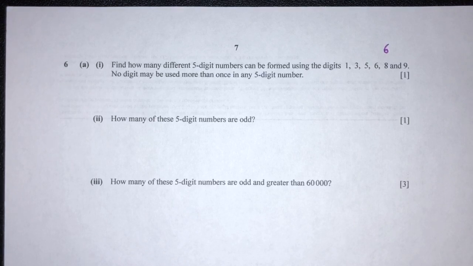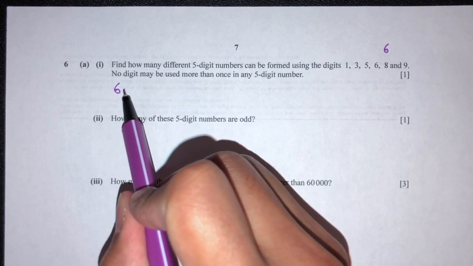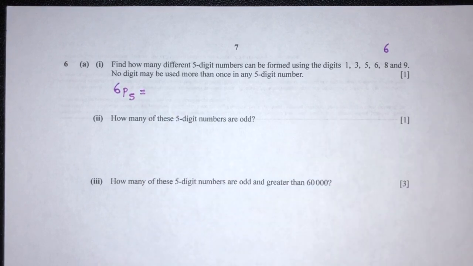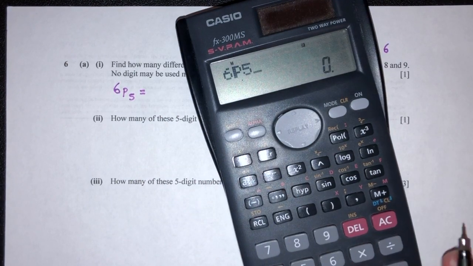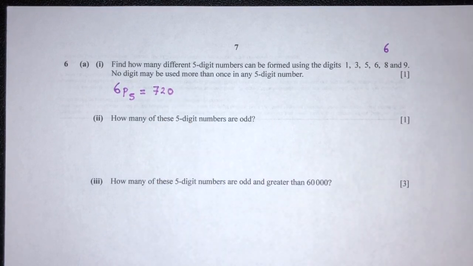For this kind of question, obviously the order does matter, and because of that, it will be a permutation question. That will be 6 available numbers. They are all different. Permutate 5 of them. That will give you what? 6P5. That will be 720. That will be one way of doing the question.